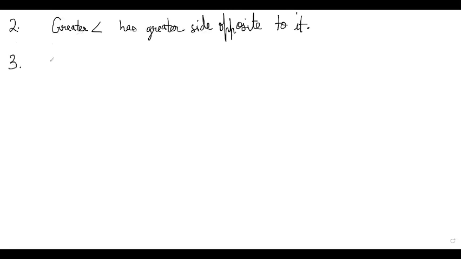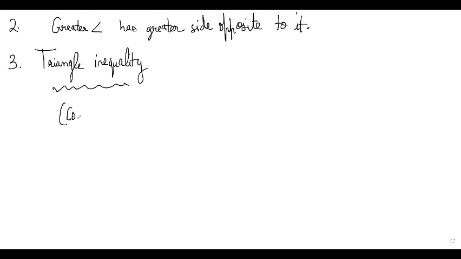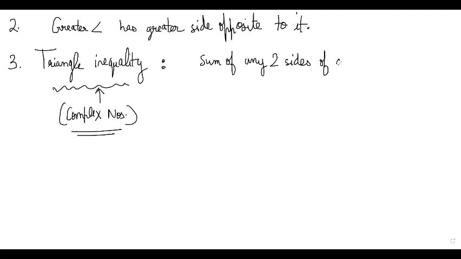Now the third thing is called the triangle inequality, and it is very important. You will find that this inequality is important in other topics of maths too, such as complex numbers, when you do algebra later. So what is the triangle inequality saying? It says that the sum of any two sides of a triangle is greater than the third side.